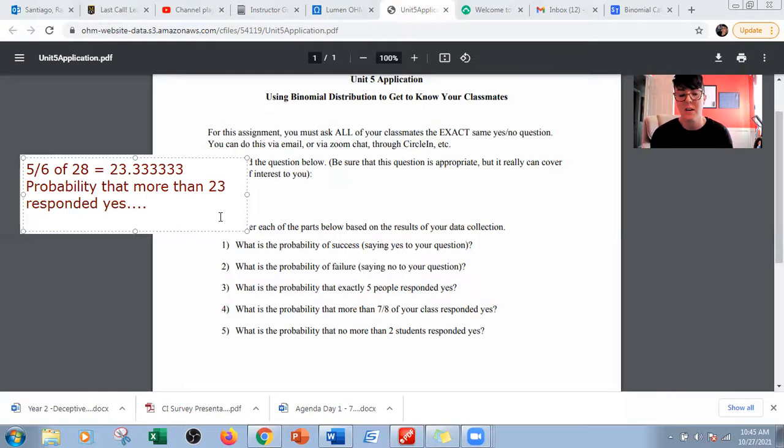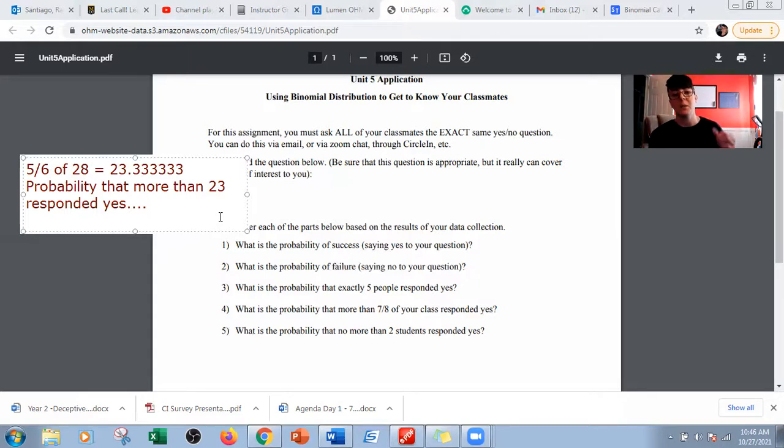Just like you said, what if it's a fraction of a person? Well, you round. So I would round down because I know 23 people said yes, exactly. 0.33, maybe in my mind, that means that they're still thinking, and they haven't decided what they want to say. So we would just choose 23 responded yes. So what is the probability that more than 23 responded yes?